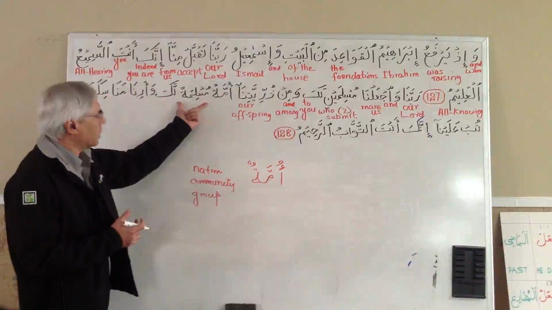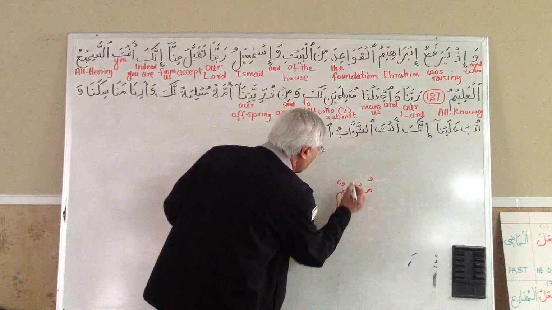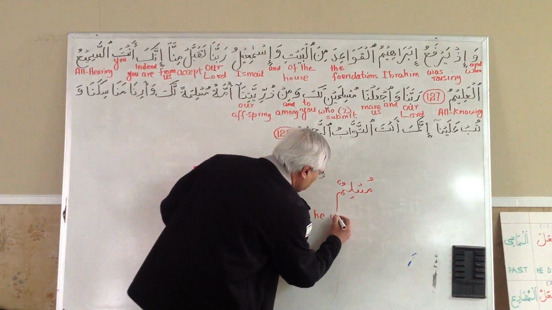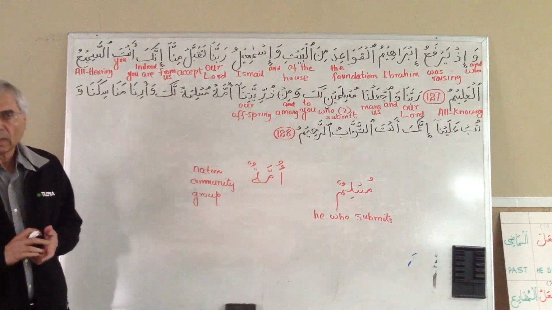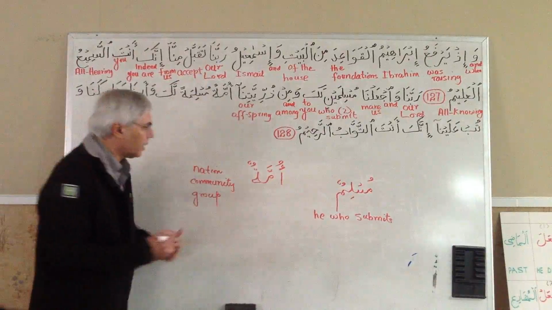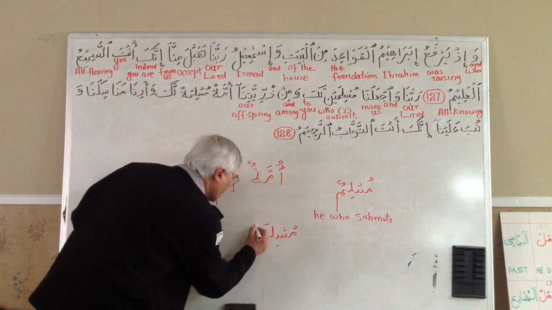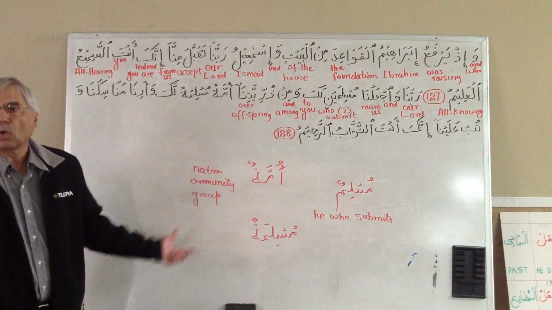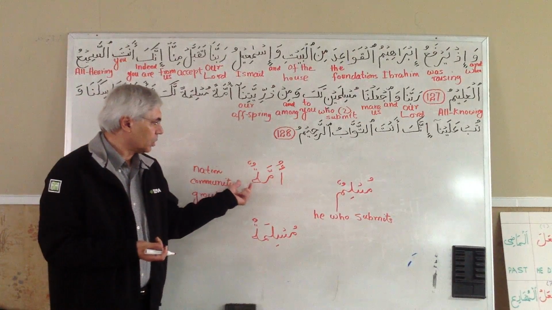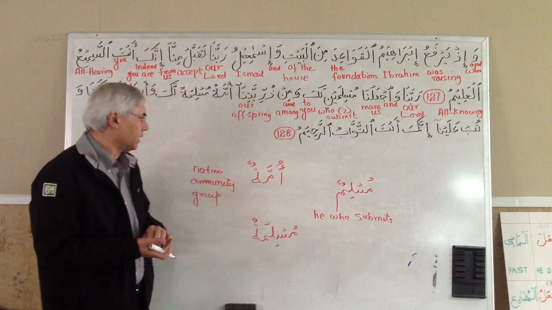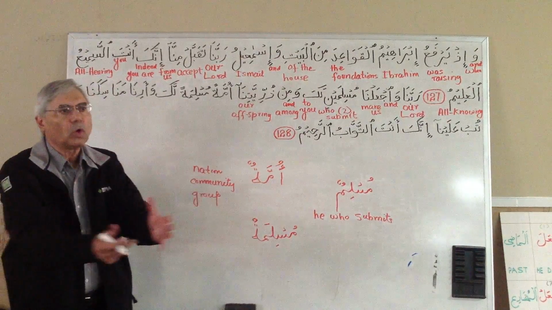Muslimun, which we just saw, means he who submits. Muslimun means a person who submits to Allah subhanahu wa ta'ala. Muslimatun is used for a whole community, a whole nation submitting to Allah subhanahu wa ta'ala. Also notice that the word ummatun has a ta marbuta, so it's a feminine gender.